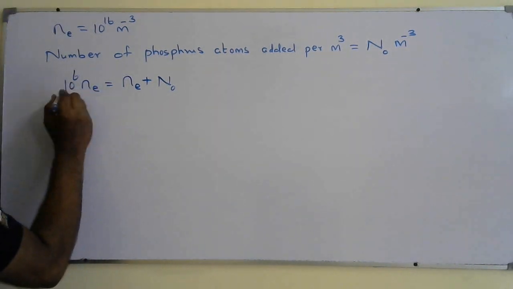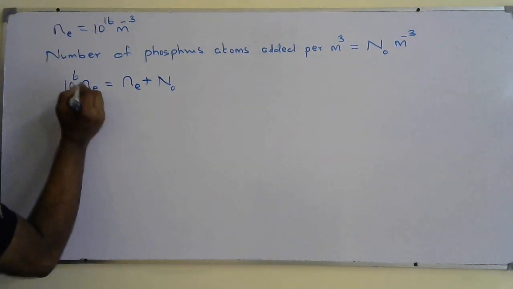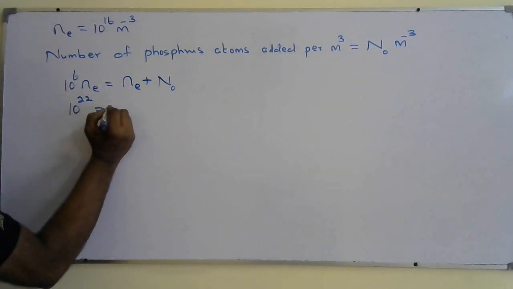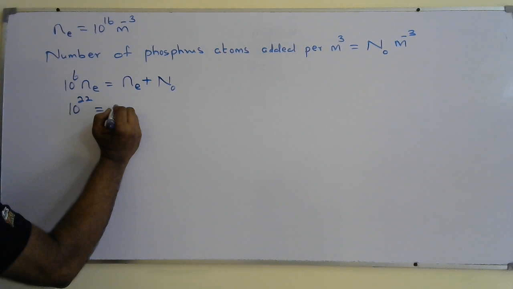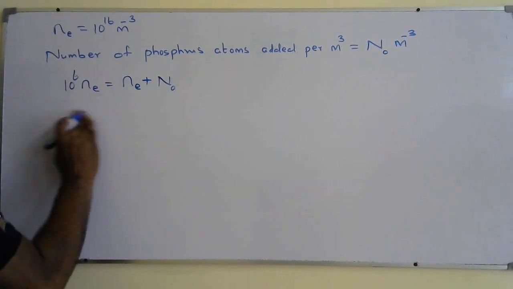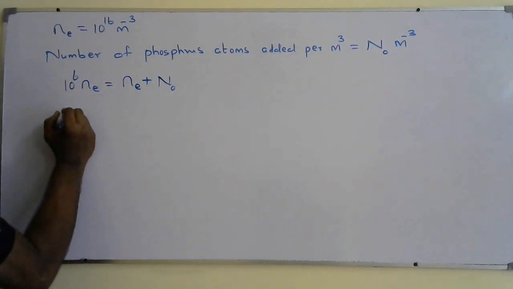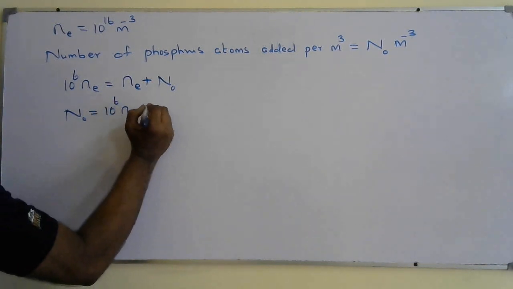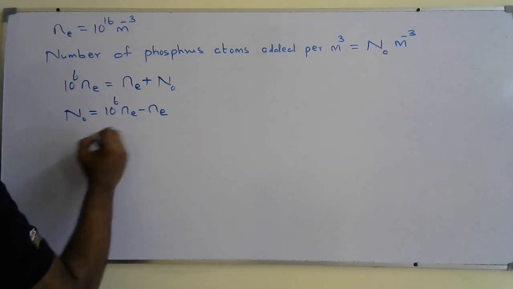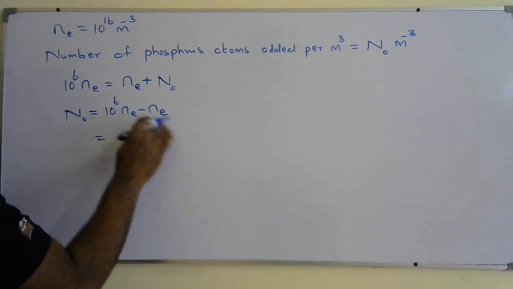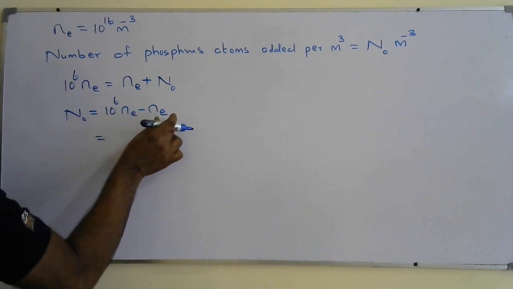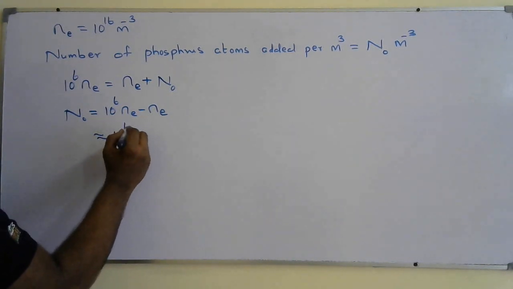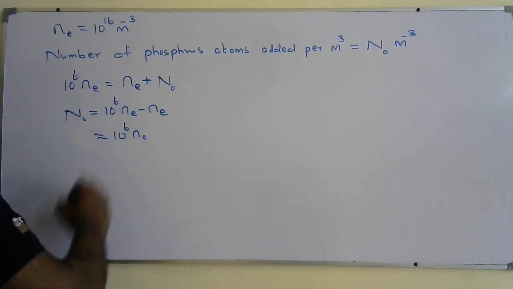So here I can say this is 10 to the power 6 into Ne, where Ne is 10 to the power 16. So it's going to be 10 to the power 22. Or I can do it like this easily: I can say N naught is equal to 10 to the power 6 Ne minus Ne. For simple approximation, we know that this is 10 to the power 6 Ne minus Ne approximately. So I'll do an approximation, that is equal to 10 to the power 6 Ne.